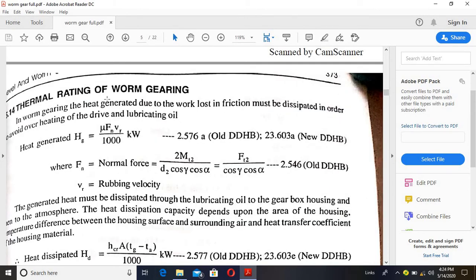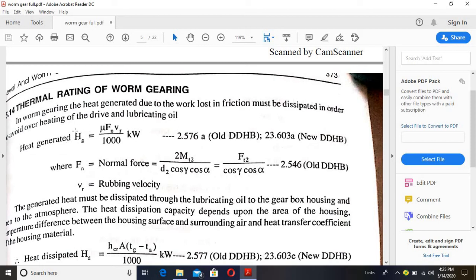Next, thermal rating of worm gear. Already I told that the worm gears are more heat producers. So therefore we are going to calculate heat generated and heat dissipated. In worm gear, the heat generated due to the work lost in friction must be dissipated in order to avoid overheating of the drive and lubrication. So we are going to avoid overheating. Therefore we are calculating how much heat is generated and how much heat is coming out.